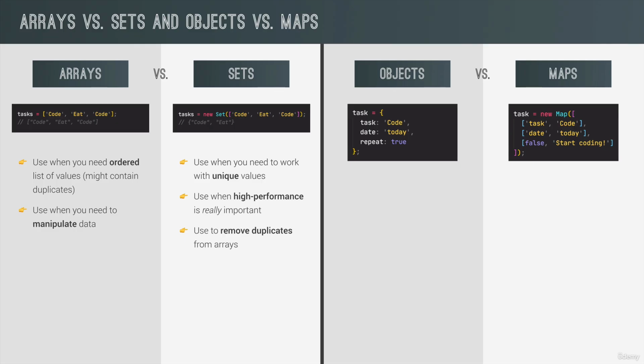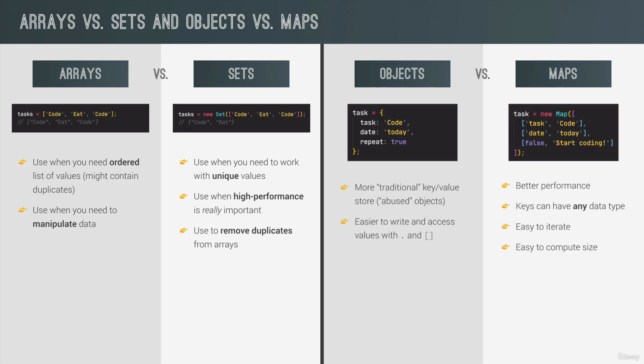Okay, so now let's talk about objects versus maps, and we already know that we should use these key value data structures whenever we need to describe the values using keys, right? But when to use objects and when to use maps? Well, objects have been the traditional key value data structure simply because we didn't have maps before ES6. But using objects simply as key value stores has a couple of technical disadvantages, and that's why some people say that we've been abusing objects for this.